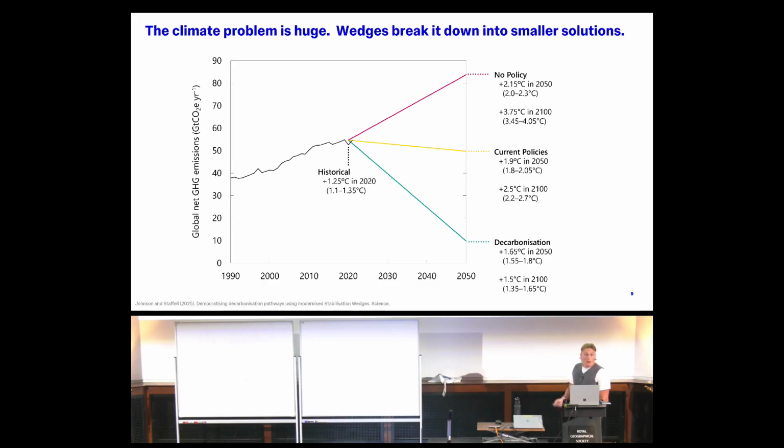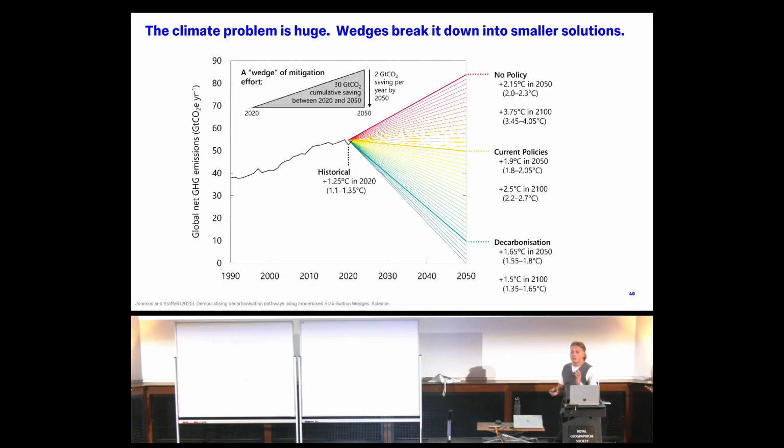So it's a monumental task, and no single technology can solve the problem on its own. No matter how widely we deployed wind power or solar power, there is no way of filling that emissions gap with one technology. There is no silver bullet. And so we can break that down into smaller and more tangible chunks. Here I'm terming them wedges of mitigation effort.